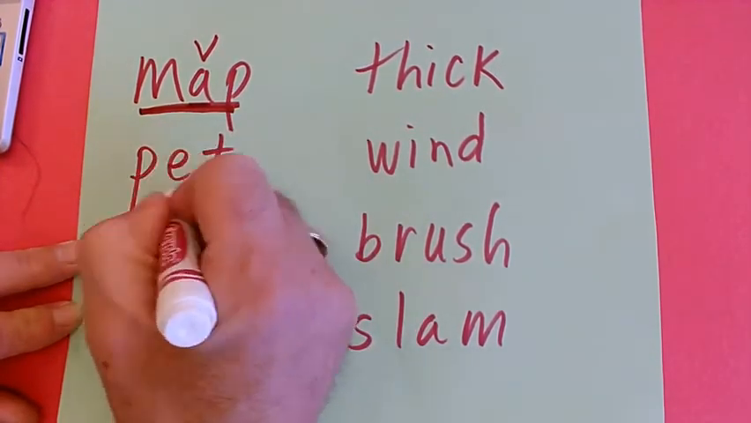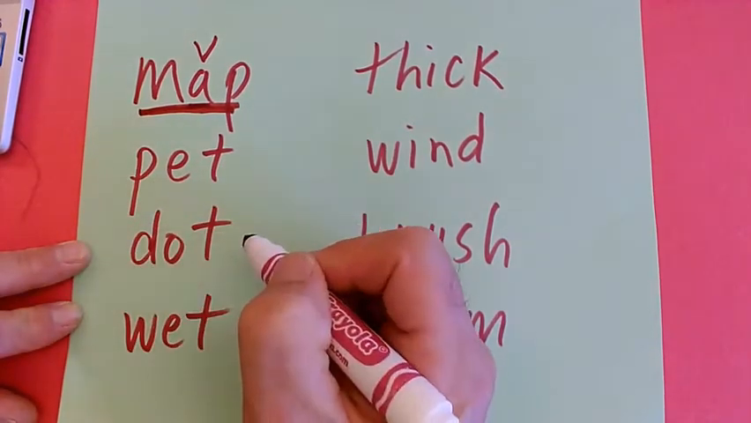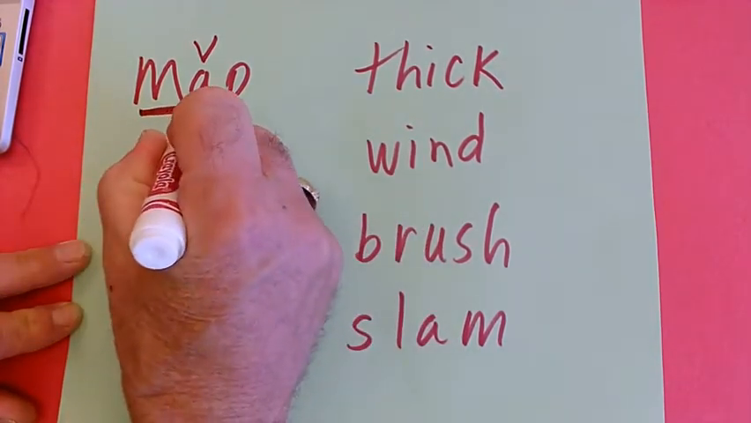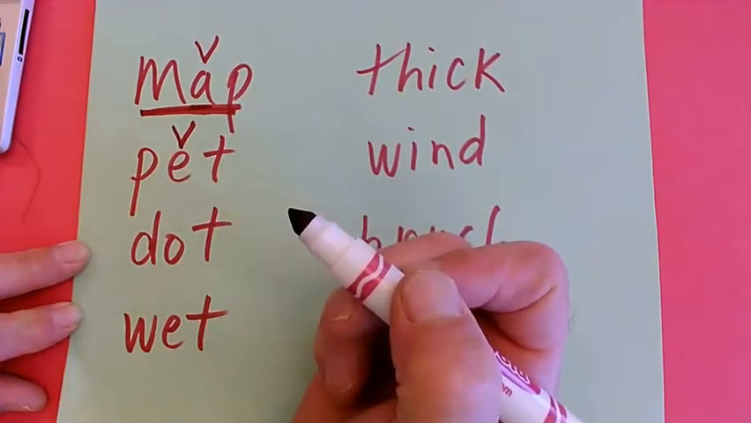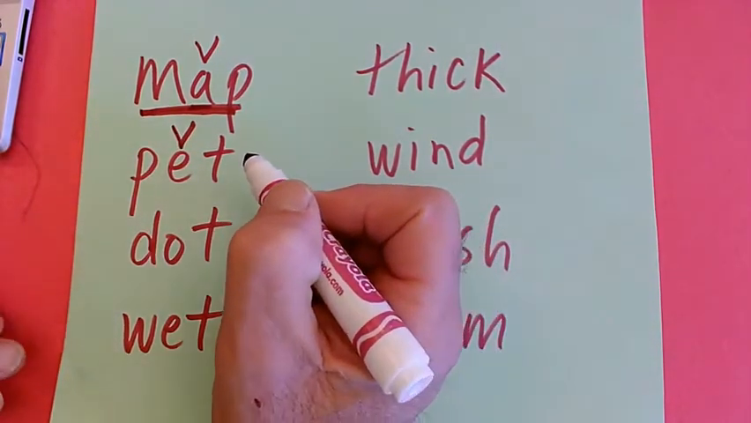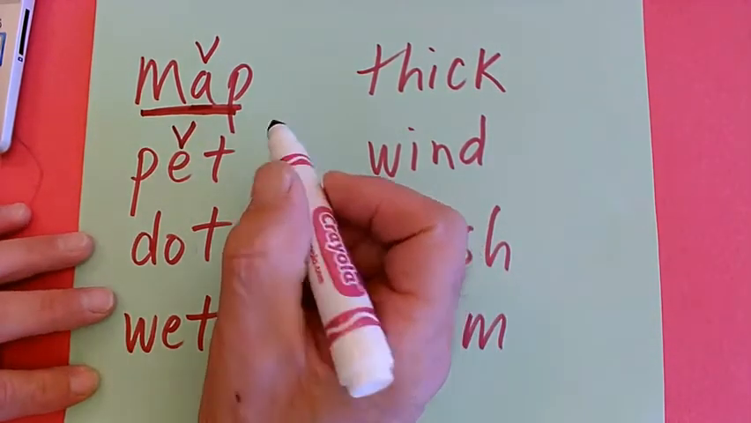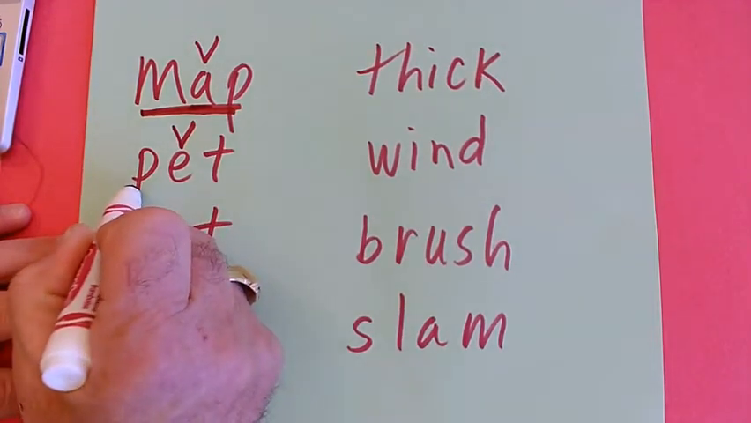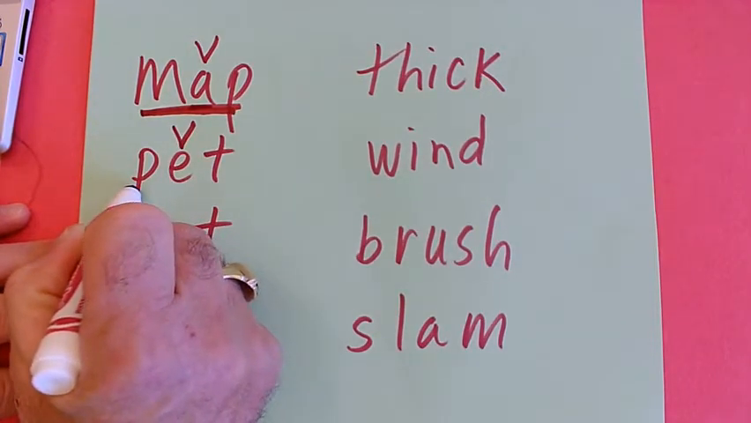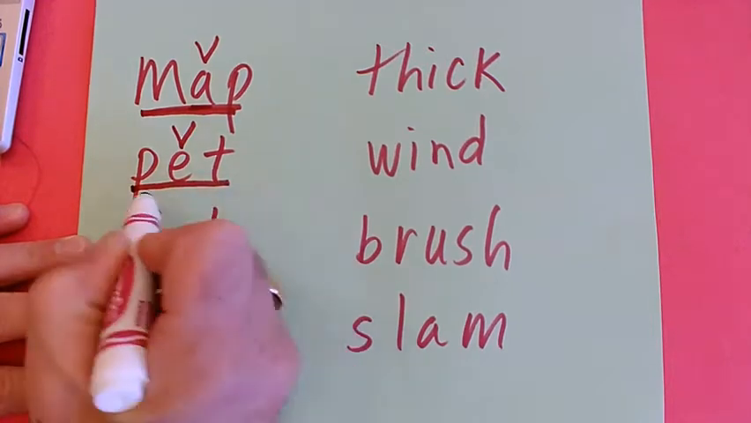And then we have this next word. How many vowels are in that word? Just one. Just the E. That means that E is going to have a short sound. What sound is short E? Yeah. So we put those letters in order. We put in the P sound. Pet.